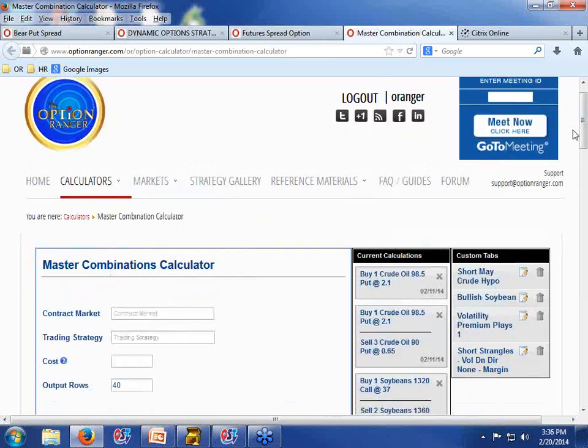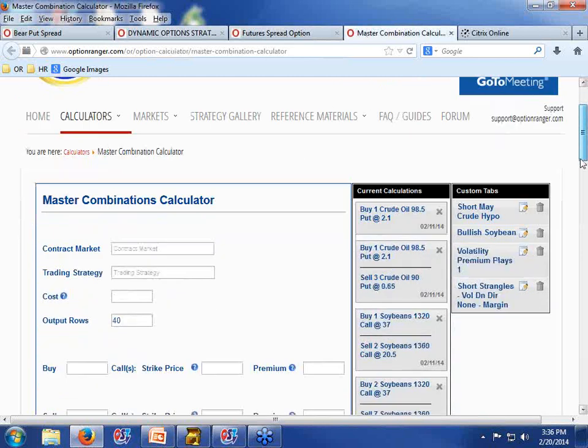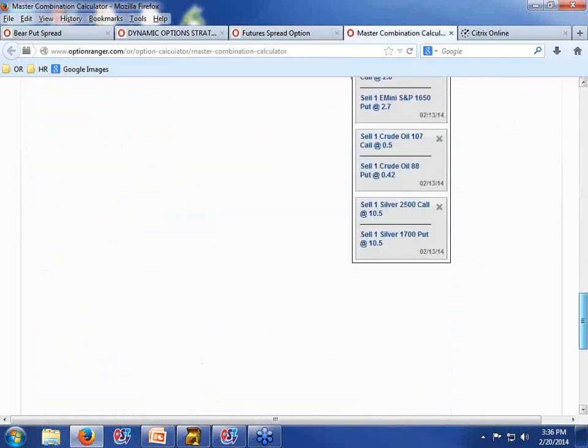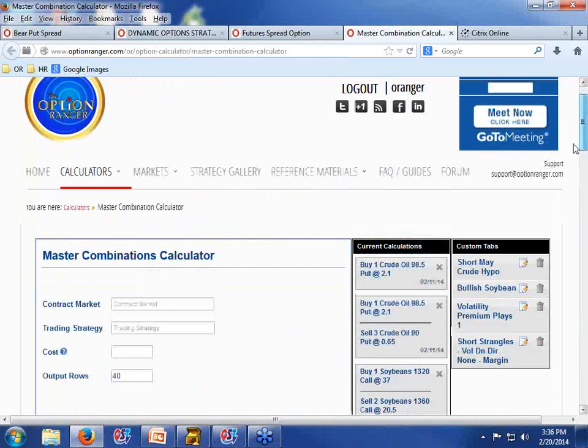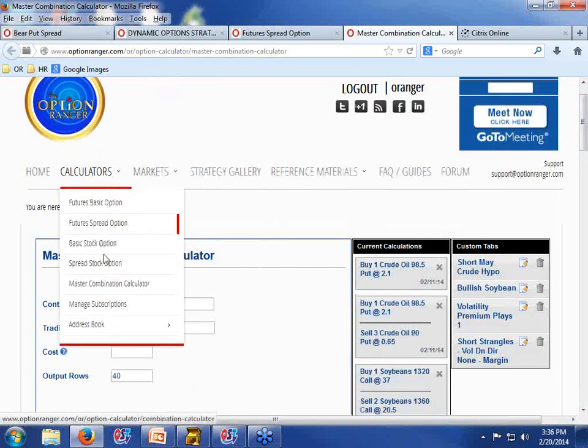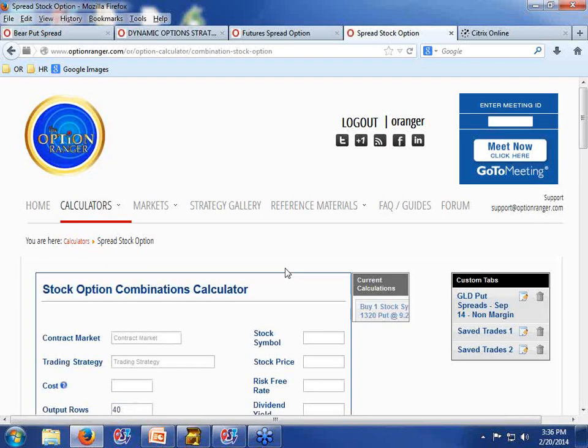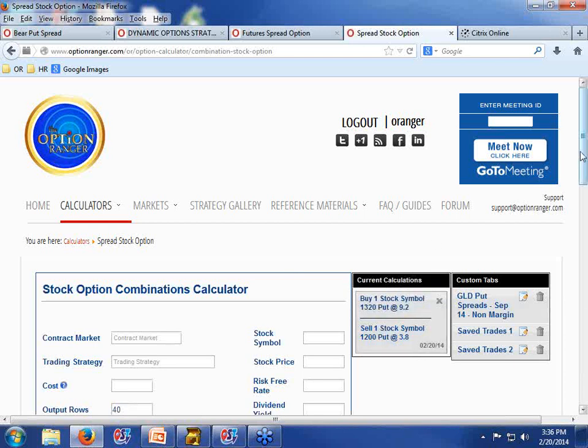Somebody has asked us to have a look at some of these strategies. So let me have a look. I input these under our master combination calculator. Let me see if I can find it. GLD, excuse me. Okay, one second. Excuse me, spread stock option perhaps, just a moment. And there we are. And what we have here is an example on GLD.